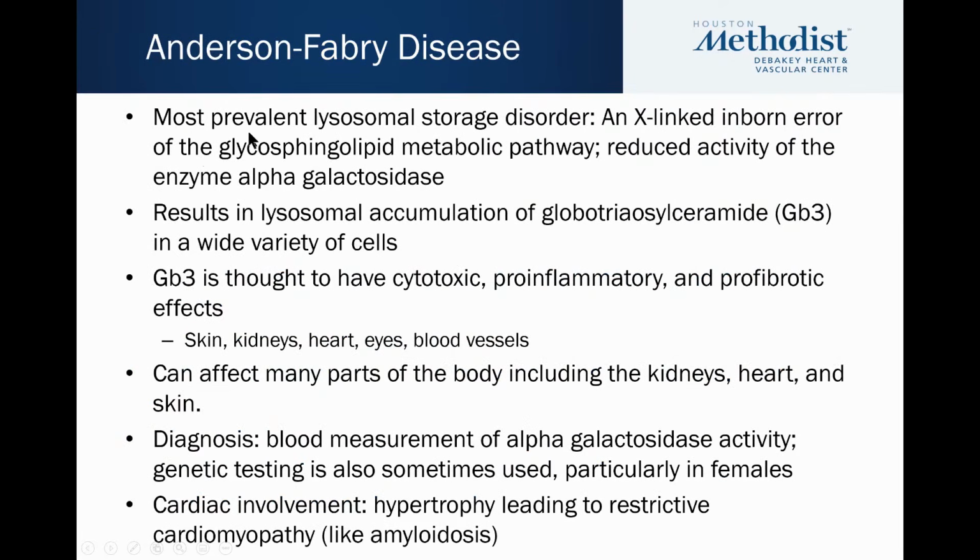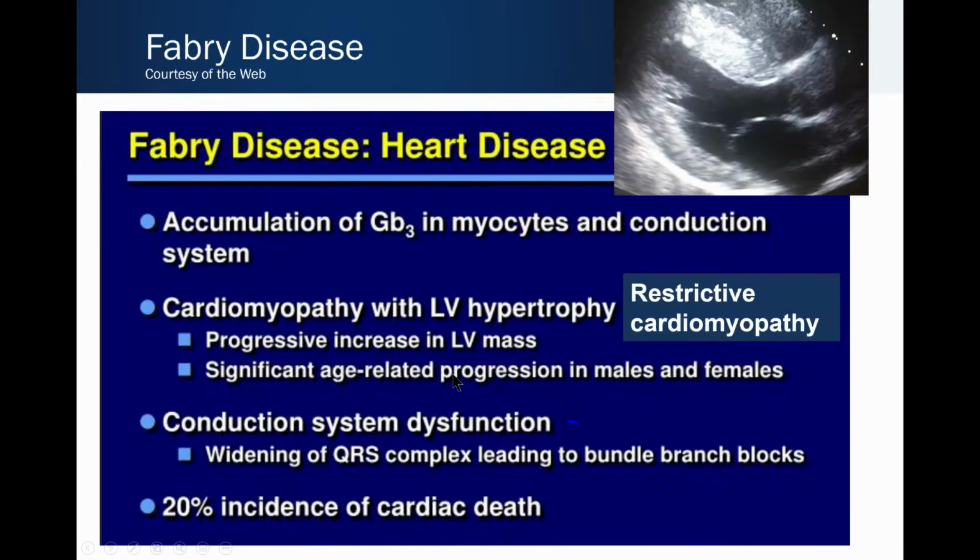It's the most prevalent lysosomal storage disorder. It's an X-linked inborn error of the glycosphingolipid metabolic pathway. There is an accumulation of GB3, and that is toxic. It's cytotoxic, it's pro-inflammatory, and it can affect the skin, kidneys, heart, eyes, and blood vessels. And therefore, it can have systemic manifestations.